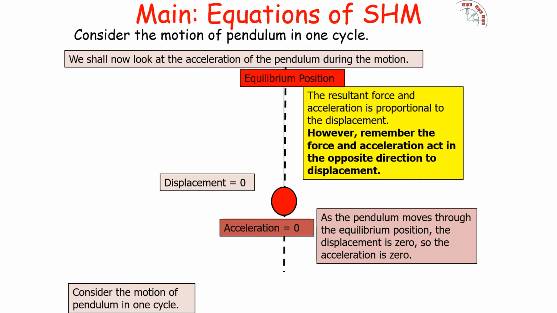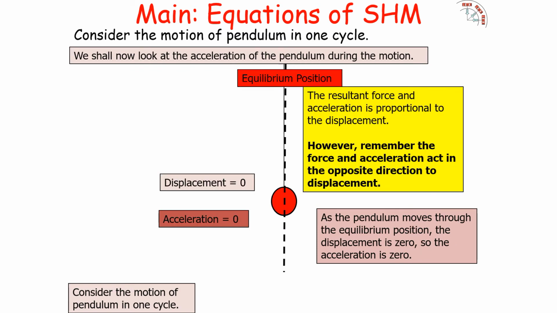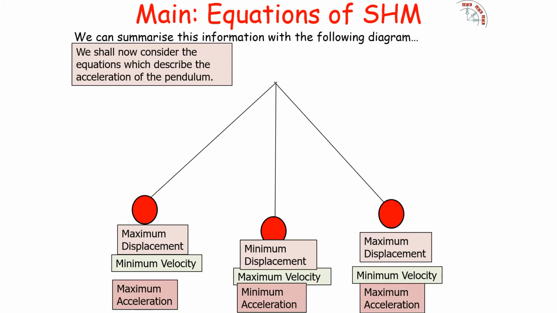So when you get to equilibrium position, because the displacement is 0, the acceleration is 0, as the resultant force is 0. Then once again, when you get to maximum displacement, you will get the acceleration and force as a maximum, but in the opposite direction, back towards the equilibrium position. Once you get back to equilibrium position again, the displacement is 0, so therefore the acceleration and resultant force are 0. Back to our maximum displacement again, and the acceleration and resultant force will be acting back towards the center of the oscillation swing, the equilibrium position.